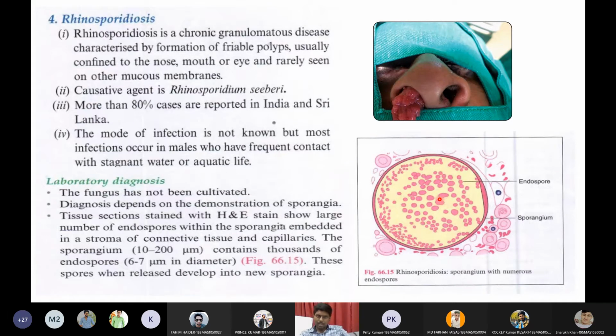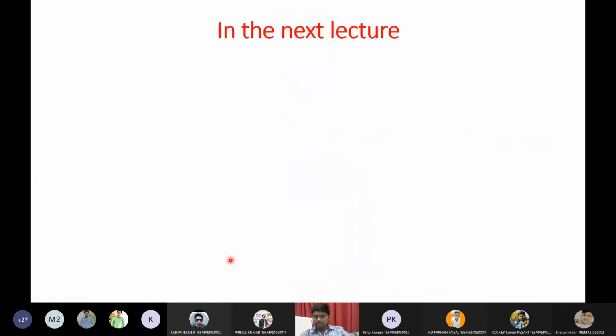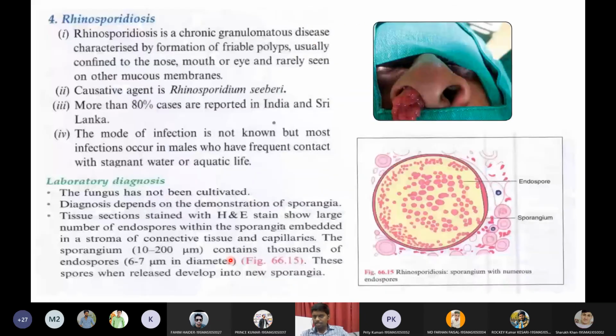By the way, these endospores will be in millions. So you will see thousands of endospores within this sporangium. So presence of these endospores is an identifying feature for rhinosporidiosis. Coming to its properties, the sporangium is around 10 to 200 micrometers in diameter, whereas each endospore is around 6 to 7 micrometers in diameter. So this is all about rhinosporidiosis. After this, we can move on to the systemic mycosis. From next week onwards, we can move on to the systemic mycosis.